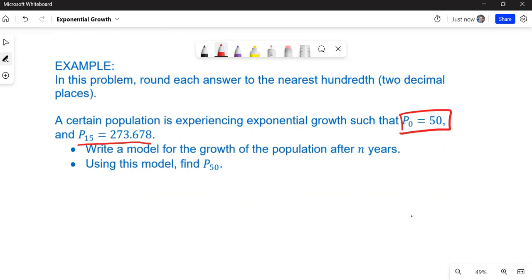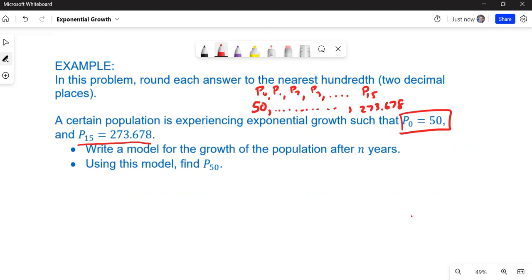I know I'm using decimals here, but I'm using decimals for a reason, to show you how you can back calculate the growth rate. So here, I don't want to do something like P naught, P1, P2, P3, P4, all the way out to P15. I don't want to guess here, because if I know the first term is 50 and I don't really know what I'm multiplying by to get to 273.678, that's going to be very confusing to guess and check. I don't know what I'm multiplying by. So how can we do that?